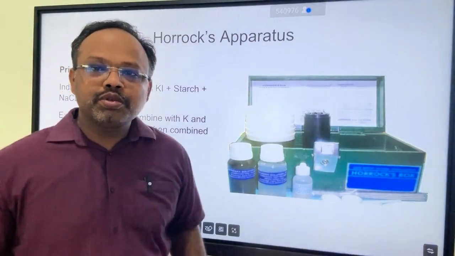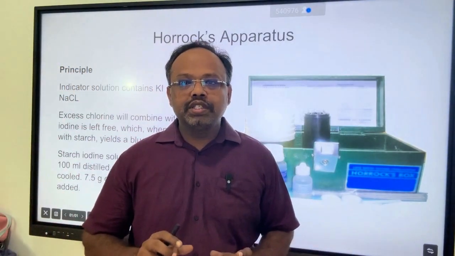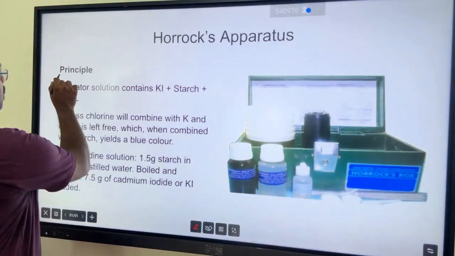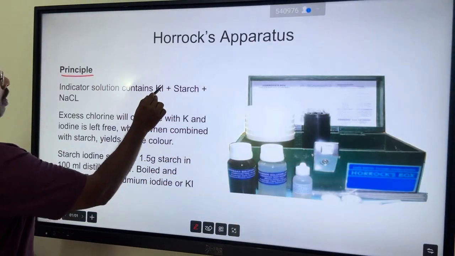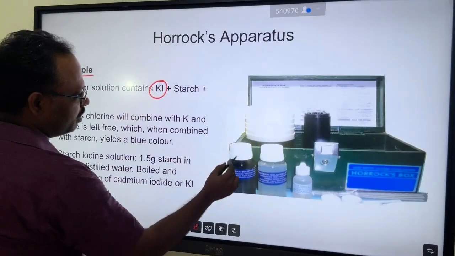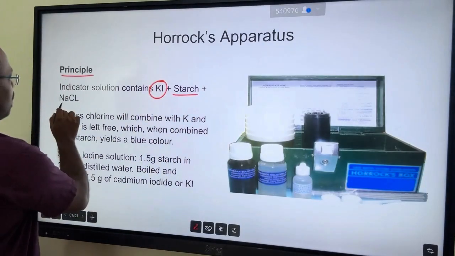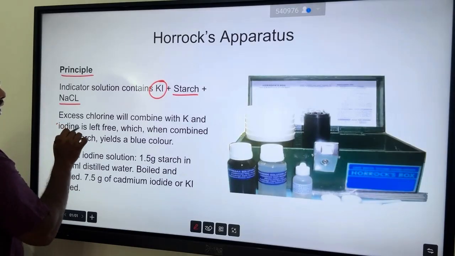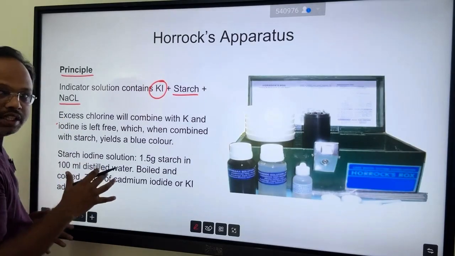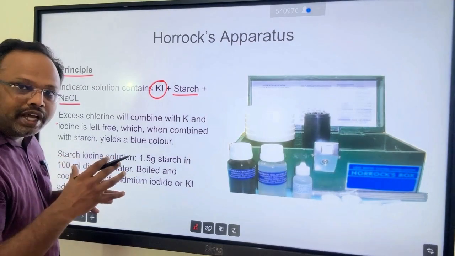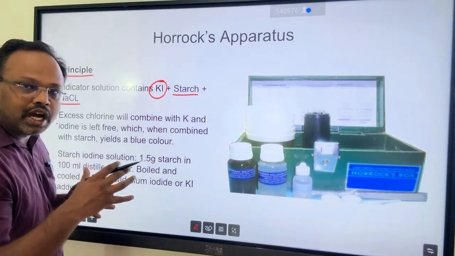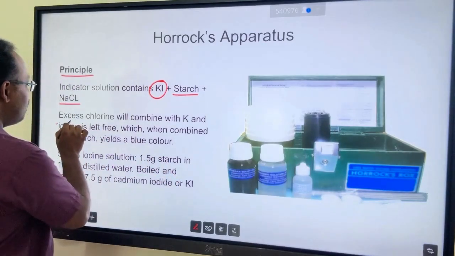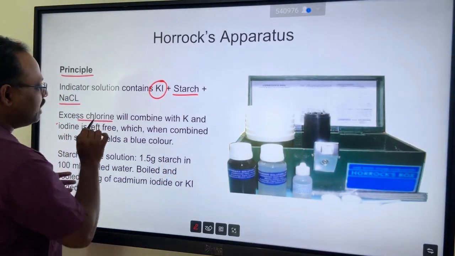Now, before going to the procedure and the calculations involved in Horrocks apparatus, we look at the principles of Horrocks apparatus. Basically, it contains potassium iodide indicator solution, starch solution, and sodium chloride solution. When we add chlorine to the water, after meeting the chlorine demand, that is, the chlorine gets neutralized with the impurities and the ammonia present in the water.